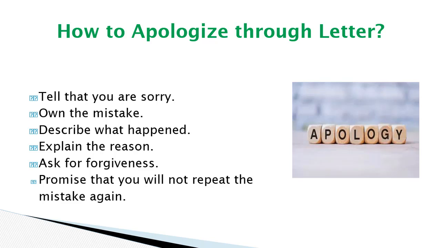There are some elements, or here we have some points that you will cover in apology letter. First, you will tell that you are sorry. Then, you will own the mistake. Then, describe what happened. After that, you will explain the reason. Then ask for forgiveness. And in the end, you will promise that you will not repeat the mistake again.